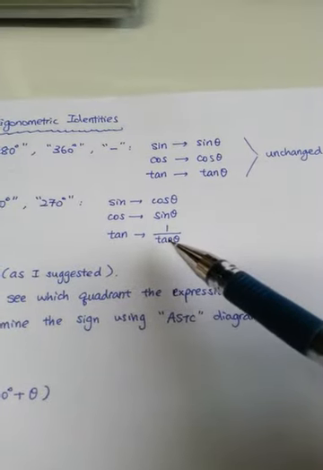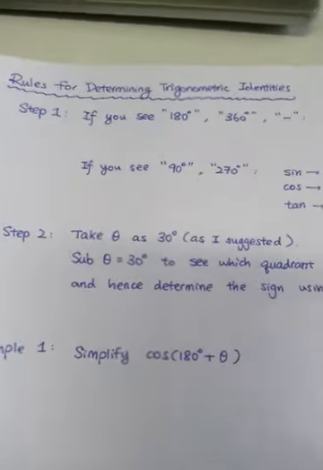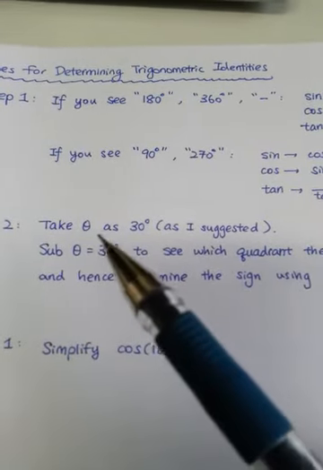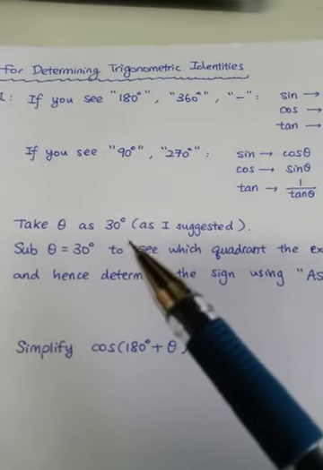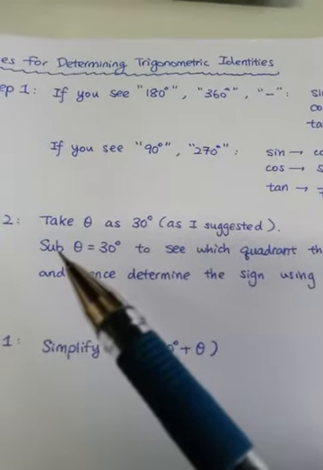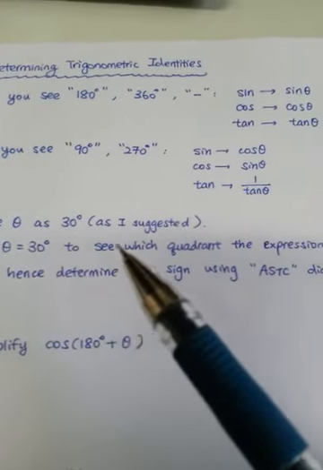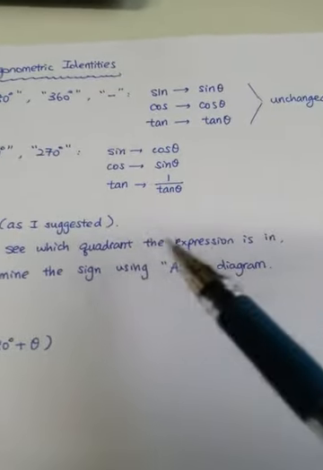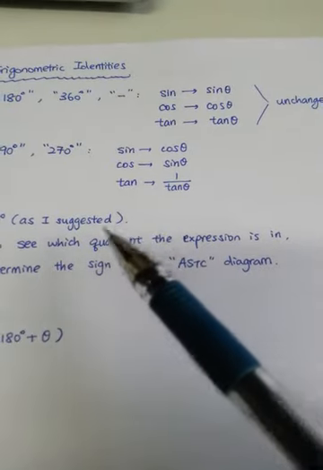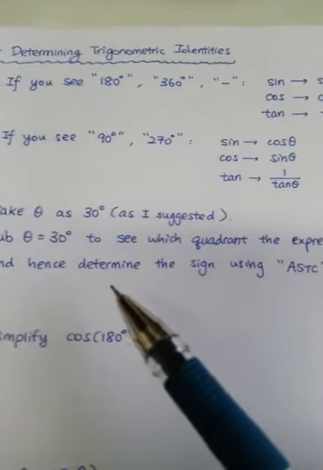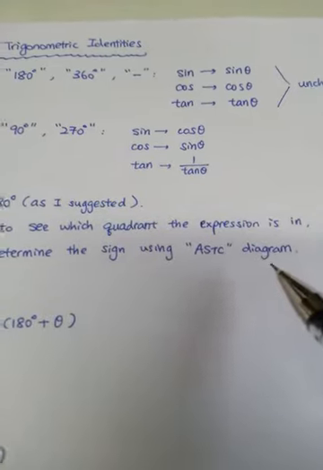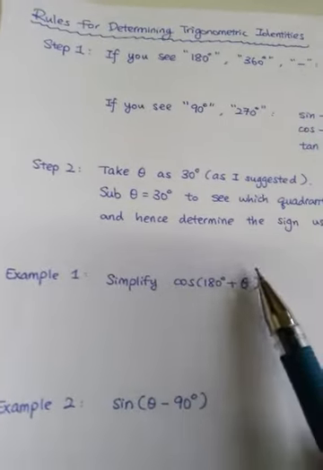This is step 1. Step 2. We will treat theta as 30 degree or any acute angle as I suggested. Substitute theta equals to 30 degree and then using the new value to determine which quadrant the expression is in, and then determine the sign using the ASTC diagram. Okay, it's very abstract, so let's look at example number 1.